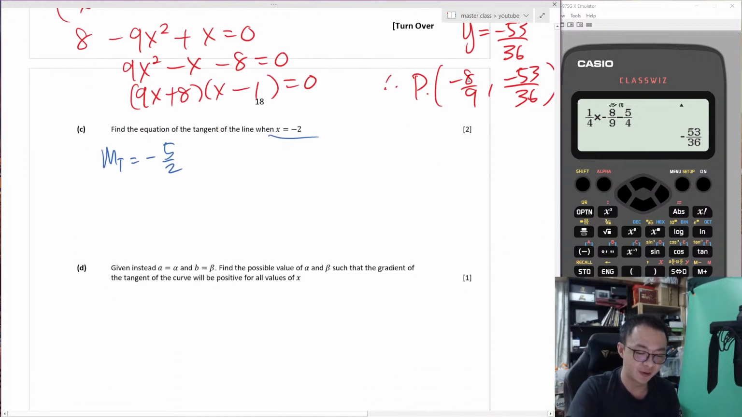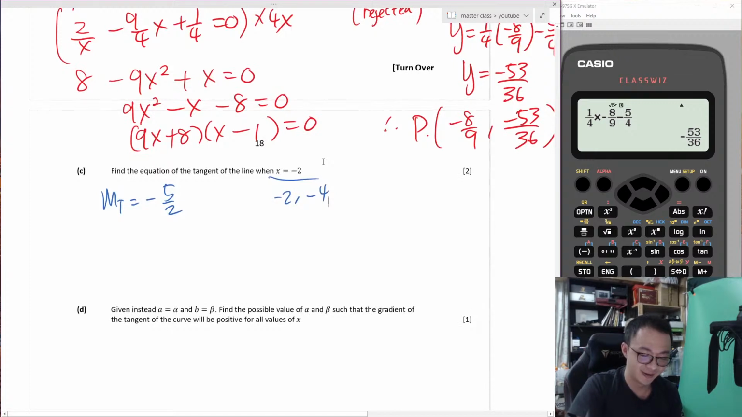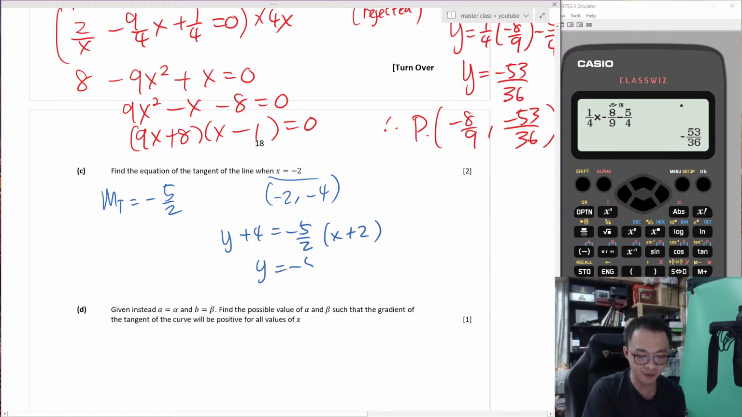Okay, so therefore the coordinate is negative 2, negative 4, is it? Yeah, correct. Okay, find equation of tangent. So y plus 4 equals to negative 5 over 2, x plus 2. Okay, y equals to negative 5 over 2x minus 5 minus 4, minus 9. Okay, done. 2 marks.